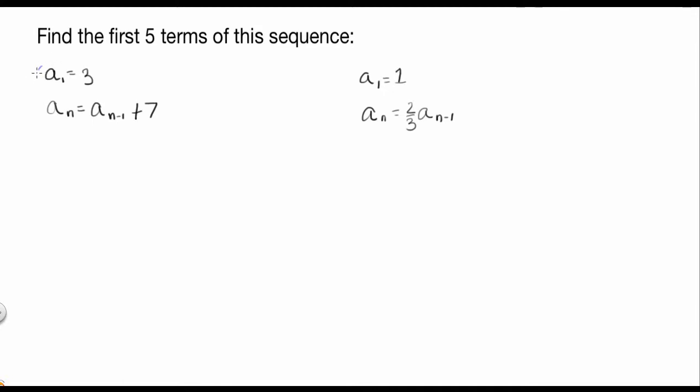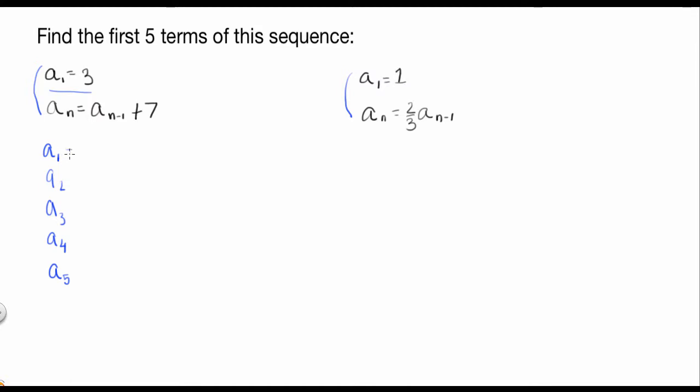this. Now, remember what I said. You can already identify that these are recursive sequences because we have 2 and we have a starting value. Okay, so it says find the first 5 terms of this sequence. Okay, so what's the first term? Well, what it's asking us to find is term 1, term 2, term 3, term 4, and term 5.